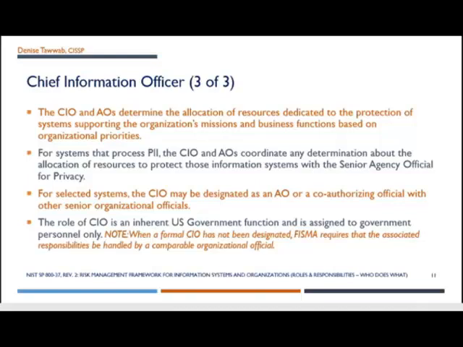For selected systems, the Chief Information Officer may also be designated as an authorizing official or a co-authorizing official with other senior organizational officials. The role of the CIO is an inherent U.S. government function and is assigned to government personnel only. I have a note here that says when a formal CIO has not been designated, then FISMA requires that the associated responsibilities be handled by a comparable organizational official.